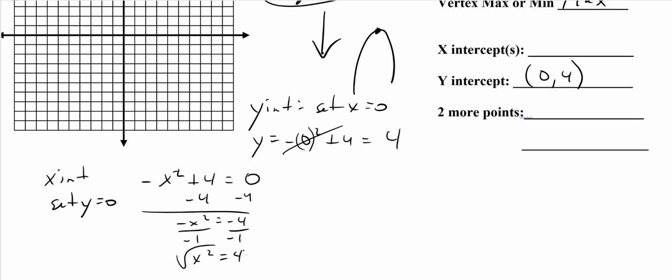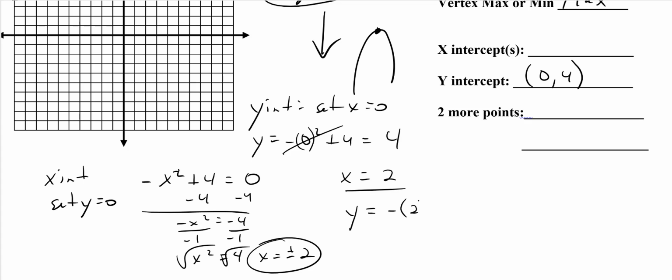Take the square root of both sides. Remember, x equals plus or minus 2. Don't forget the plus or minus. Okay? So when x equals 2, you put that in the equation. When x is 2, y is equal to negative 2 squared plus 4. So 2 squared is 4, but that makes it negative, so y is equal to 0.